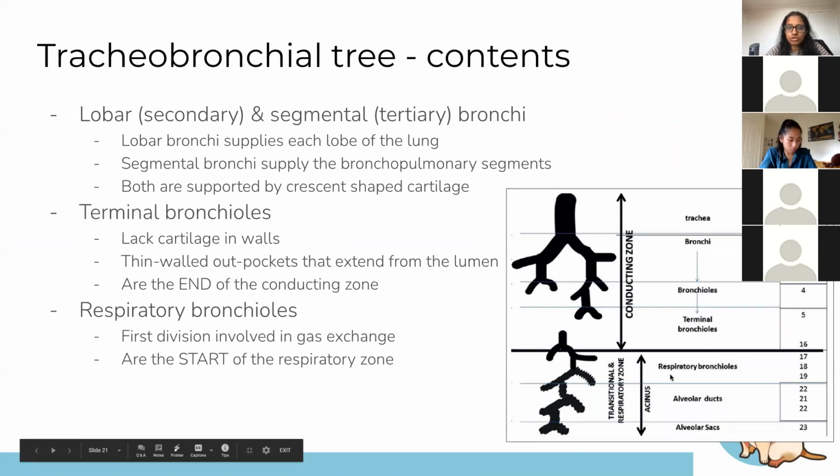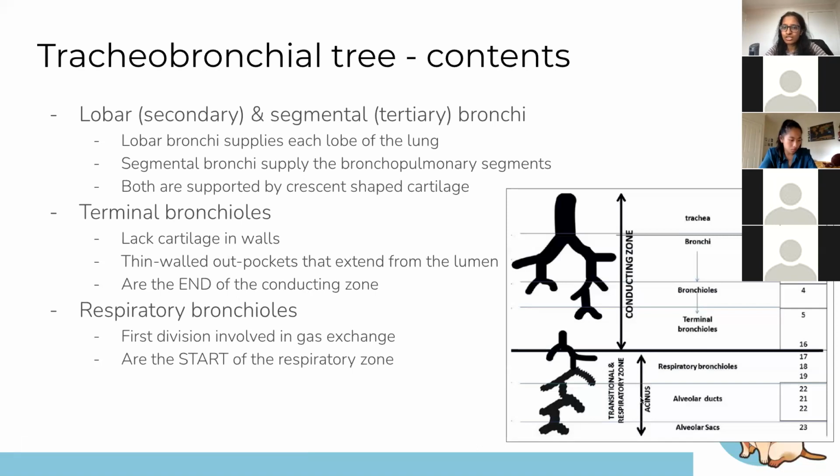And the respiratory bronchioles is where stuff gets interesting, because this is where we start what we call the respiratory zone. So from here downwards, we have the respiratory zone. The respiratory zone is where you've got gas exchange, where oxygen and carbon dioxide start to exchange, and the blood becomes oxygenated via the incoming air.